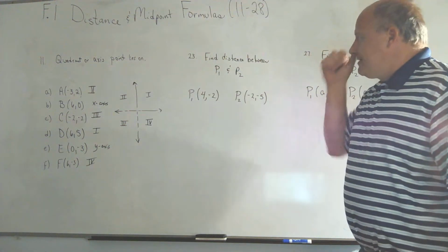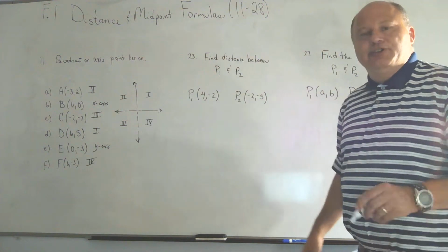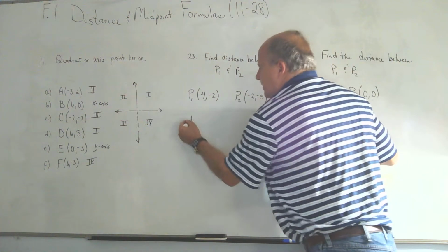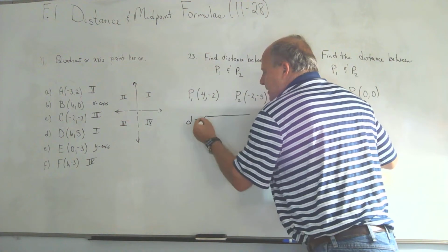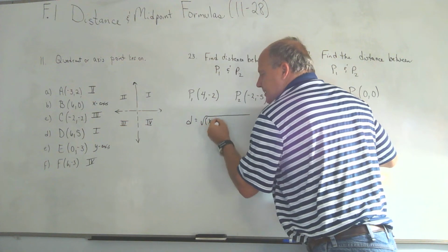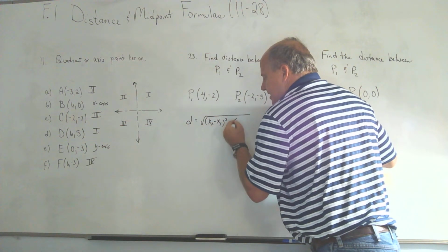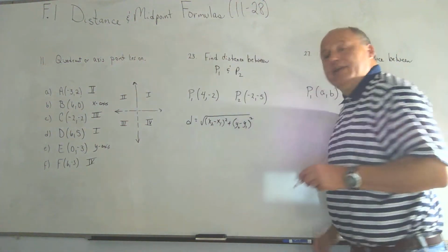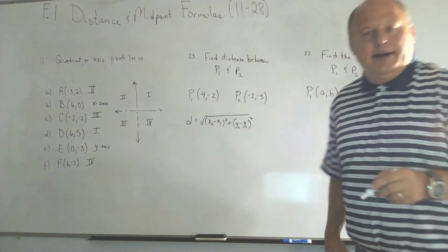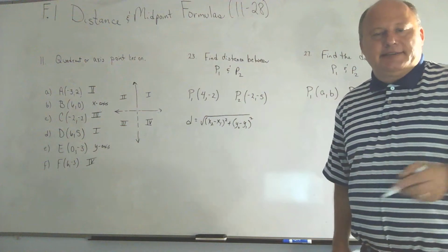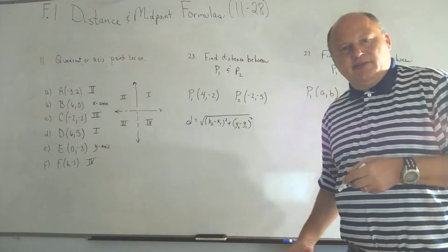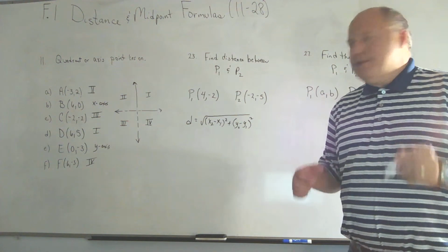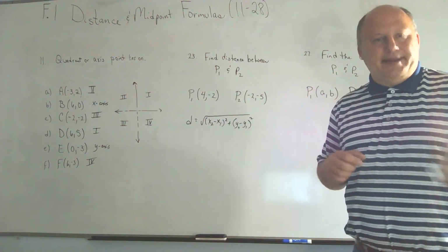Now in 23, it says find the distance between these 2 points, P1 and P2. If you remember the distance formula, a lot of people, when it comes to studying for tests, think, oh, this one's pretty easy. So they don't study it. If it's easy, why should I study so much for it? It's because of the formula itself. They don't remember the formula verbatim.